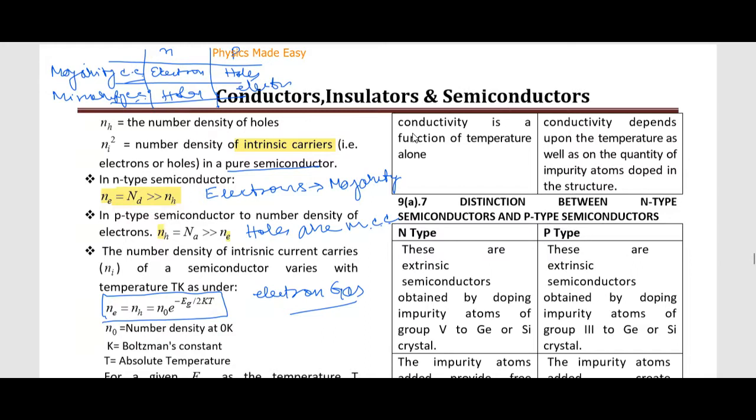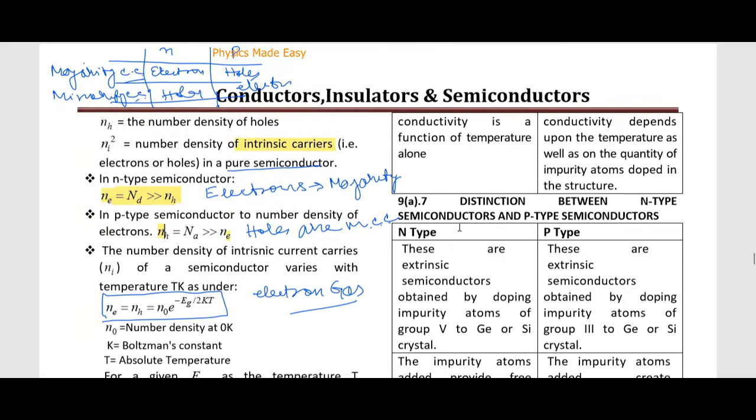So draw this table with your own hands in clear handwriting. I will revise it. In N-type, the majority charge carriers are electrons. In P-type, they are holes. And the minority charge carriers in N-type are holes, and in P-type they are electrons.